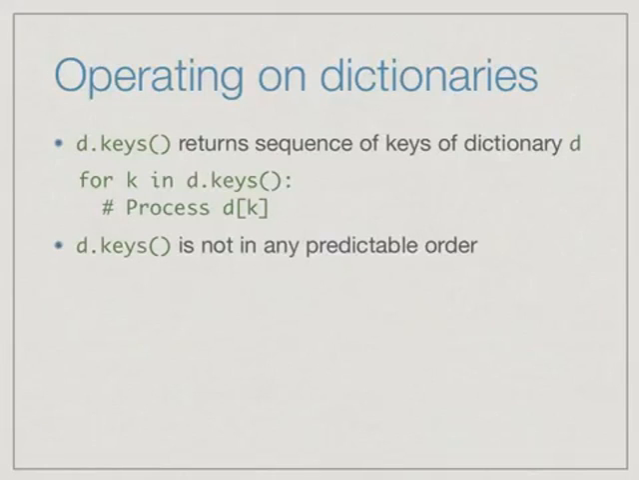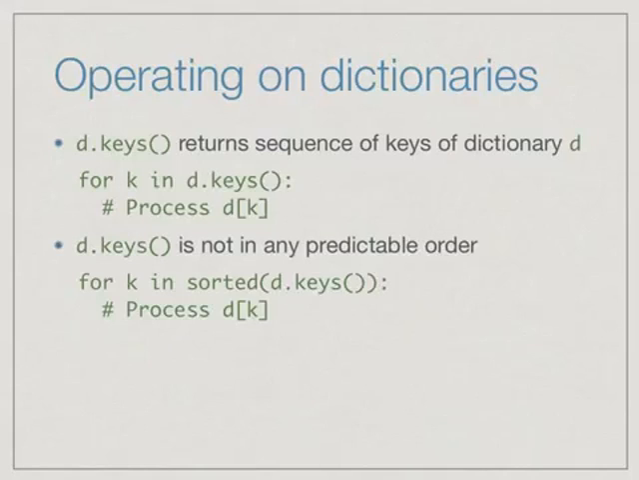Now one thing we have to keep in mind, which I will show you in a minute, is that d.keys is not in any predictable order. Dictionaries are optimized internally to return the value for a key quickly, so it may not preserve the keys in the order in which they are inserted. So we can't predict anything about how d.keys will be presented to us. One way to handle this is to use the sorted function. We can say for k in sorted(d.keys), process d[k], and this will give us the keys in sorted order according to the sort function.